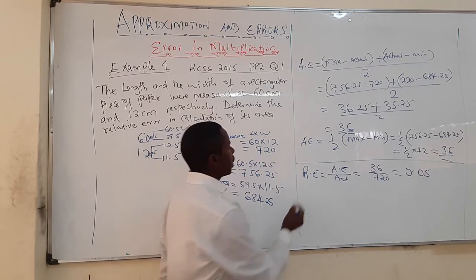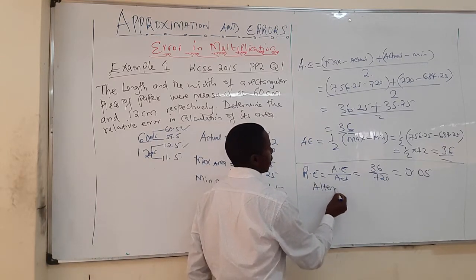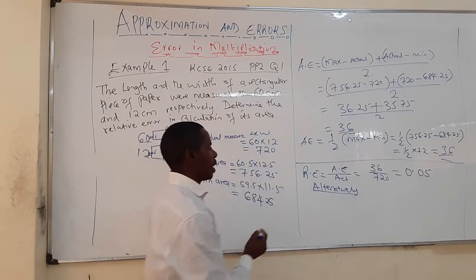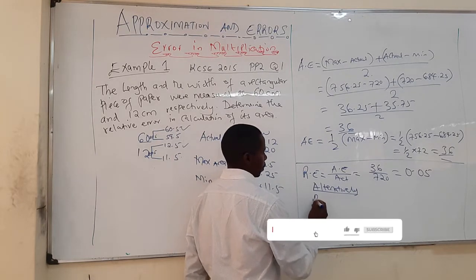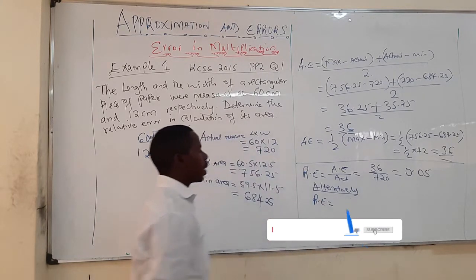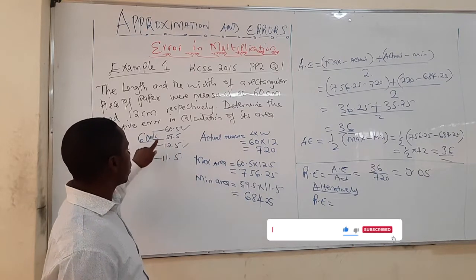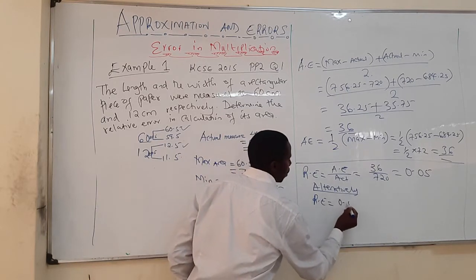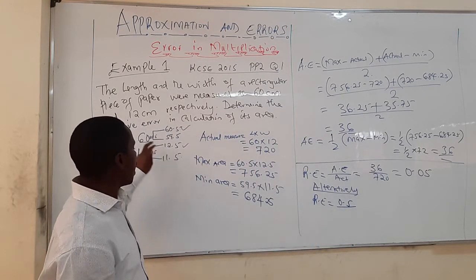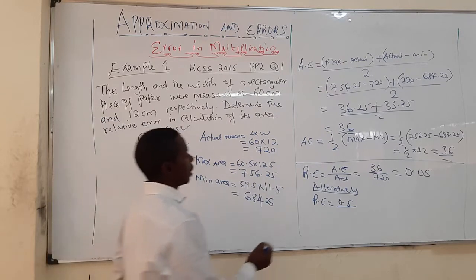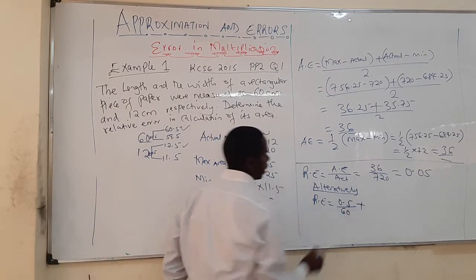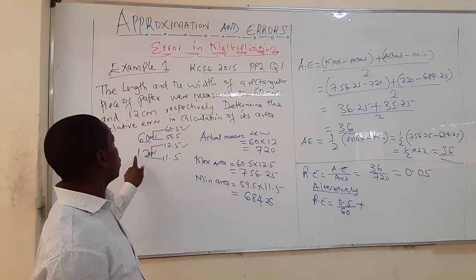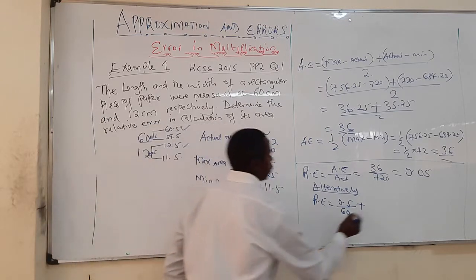Alternatively, for the relative error, we can get the relative error as follows: we have the absolute error of each measure. For the 60 it is 0.5. You divide by the value, that is 60. We add the relative error of the second measure, that is 0.5, divided by 12.